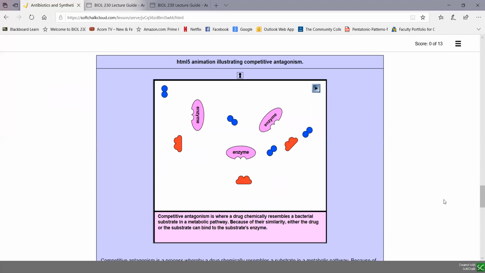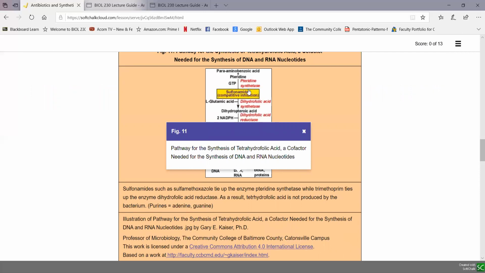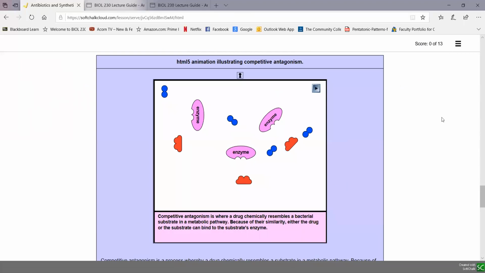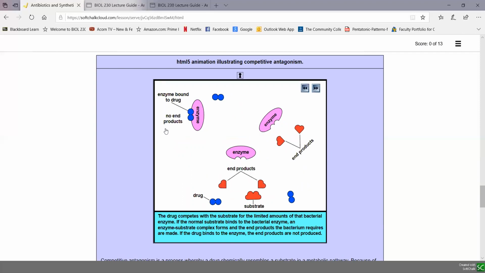Now we can see an animation of competitive antagonism. So as we see in this animation, there's the bacterial enzyme. In this case, maybe it's one of the enzymes used to make tetrahydrofolic acid, like this first one here. So the enzyme can either bind to the normal substrate, shown in red, or to the drug, shown in blue. Now, if the normal substrate binds, like we see here, then the normal chemical reaction occurs.